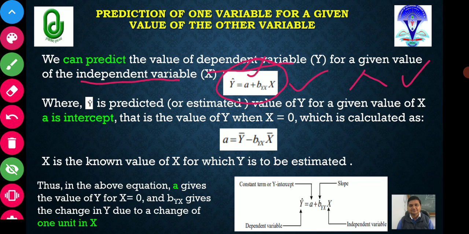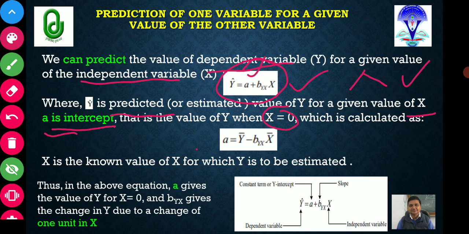Here you can see the y cap is the predicted or estimated value. So this y hat is the predicted value of y for a given value of x. For a given value of x, what will be the y? That is y hat. And a is the intercept. Why is a the intercept? Intercept means the value of y when x is 0. When x is 0, there will still be some value for y. That gap is known as the intercept.